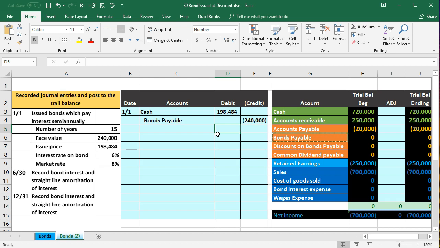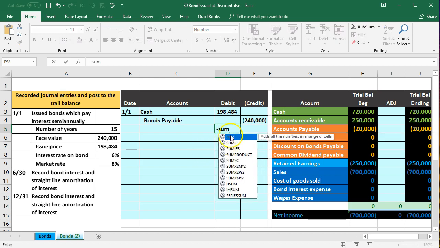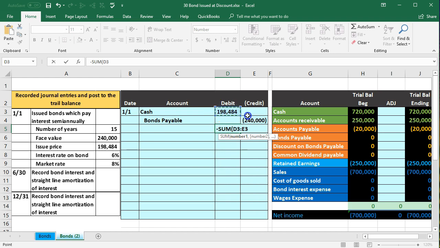So we're going to have to put the debit here. It's going to be the 240 minus the 198,484. I'm going to use our negative sum or our plug formula in D5. Instead of equals, we're going to say negative, SUM. Double click the sum function, and then I'm going to highlight those 4 cells, D3:E4, and that gives us the 41,516. That's going to be the difference. In this case, that's the discount.